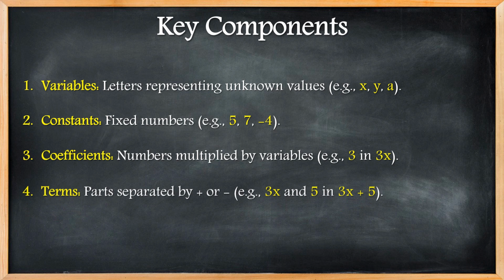3. Coefficients. A coefficient is the number that is multiplied by a variable. Example, in 3x, the number 3 is the coefficient because it multiplies x. 4. Terms. A term is a single part of an expression, separated by plus or minus signs. Example, in 3x plus 5, there are 2 terms, 3x and 5. By understanding these components, we can easily analyze and simplify algebraic expressions.